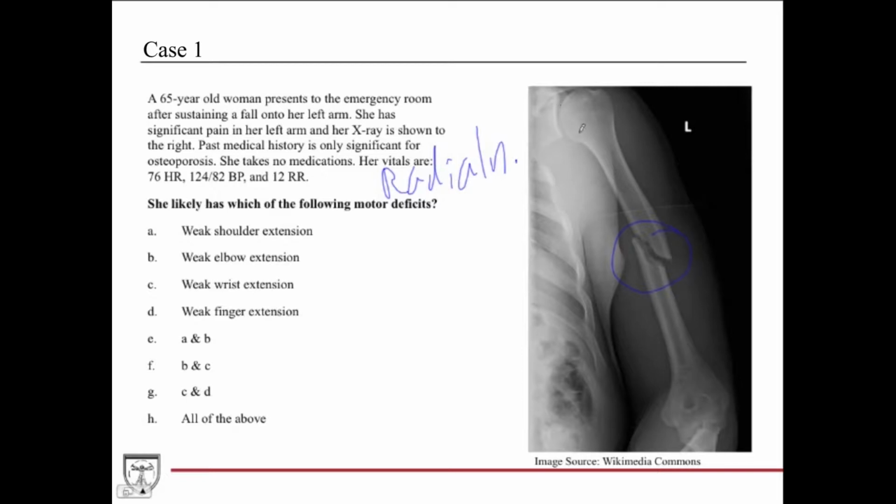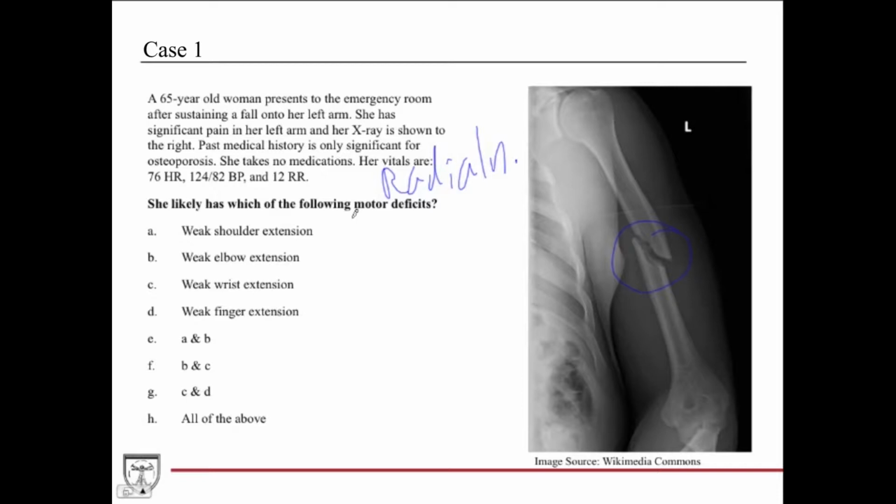So the radial nerve starts up here in the brachial plexus, travels down the arm, travels past the elbow, goes into the forearm, and then ends at the hand. And so any of the deficits are going to be distal to this region here. So let's go through shoulder extension. The radial nerve, first off, doesn't really innervate any of the muscles involved in shoulder extension.